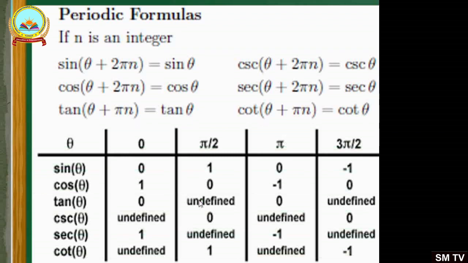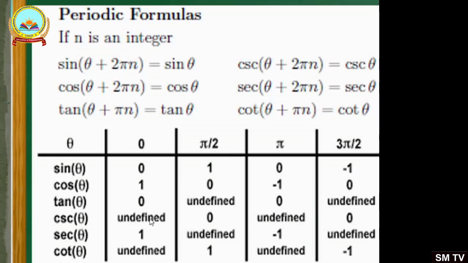And also the trigonometric functions of the quadrant angles 0, pi by 2, pi, 3 pi by 2 in one rotation. Sin 0 is 0, pi by 2 is 1, pi is 0, and 3 pi by 2 is minus 1. Cos of 0 is 1, pi by 2 is 0, pi is minus 1, 3 pi by 2 is 0. Tan of 0 is 0, pi by 2 is not defined, pi is 0, and 3 pi by 2 is not defined.